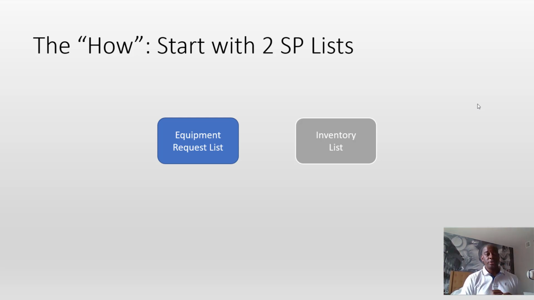So the first thing we want to do is create these two lists. And we're going to talk about the process here. This is just going to give you a high-level overview of what's needed and some of the blueprint that we're going to use to do this. So really, it's two lists. You've got one SharePoint list for requests and one SharePoint list for inventory.